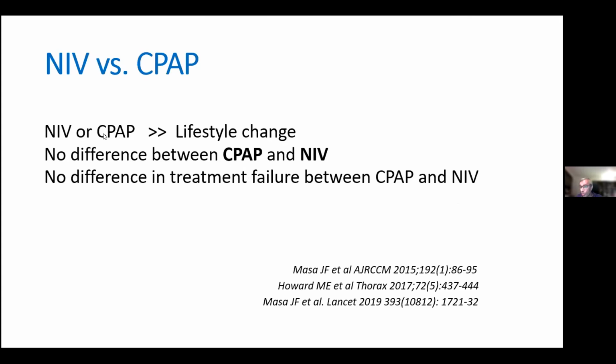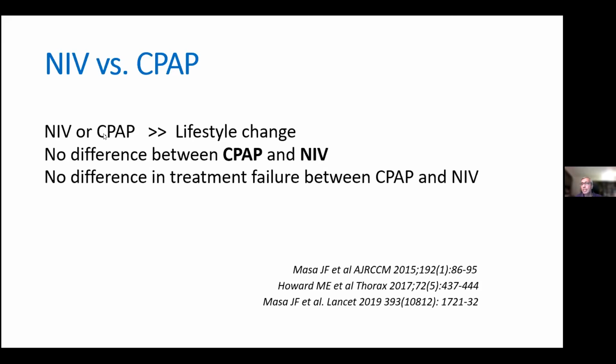You can do oromotor exercises, tongue exercises. You can give them a diet. You can tell them to change their lifestyle. But once you're diagnosed with obesity hypoventilation syndrome, positive airway pressure is absolutely essential.